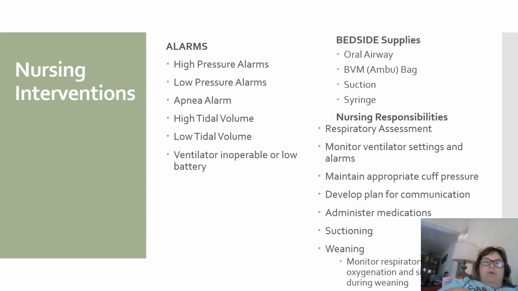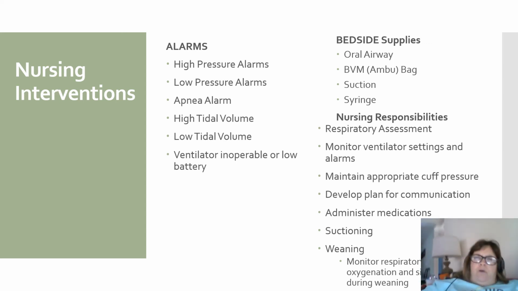All of these other alarms, like the apnea alarm, the ventilator is set to give the patient about 4 to 6 breaths per minute even if the apnea alarm is going off. So you want respiratory therapy for those.